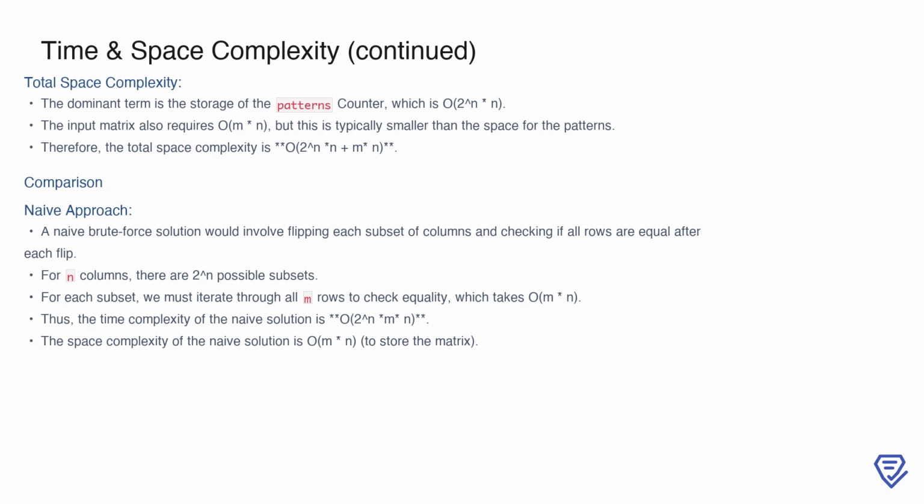Now, comparing this to a naive brute force approach, we observe significant efficiency gains. A naive method would involve flipping each subset of columns and checking if all rows are equal after every flip. This requires processing 2 to the power of n subsets, and for each subset, checking equality across m rows takes m*n. As a result, the time complexity of the naive approach becomes 2 to the power of n times m times n. The space complexity, on the other hand, remains m*n, since it only needs to store the input matrix. While the naive approach is computationally expensive, understanding its limitations helps highlight the effectiveness of the optimized solution.